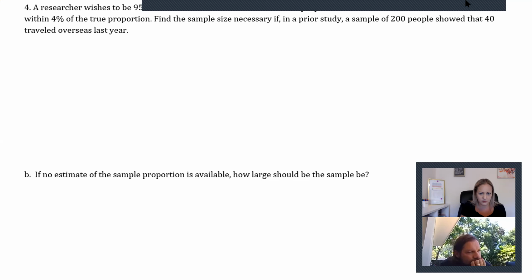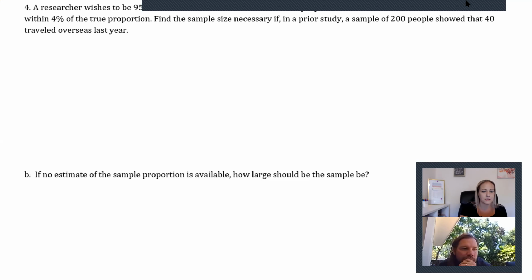Example 4 says that a researcher wishes to be 95% confident that her estimate of the true proportion of individuals who travel overseas is within 4% of the true proportion. Find the sample size necessary if, in a prior study, a sample of 200 people showed that 40 traveled overseas last year. Okay, so we just have to find n, p hat, q hat, your margin of error, and the z alpha over 2. That's all of the things you need for your minimum sample size for proportions formula.